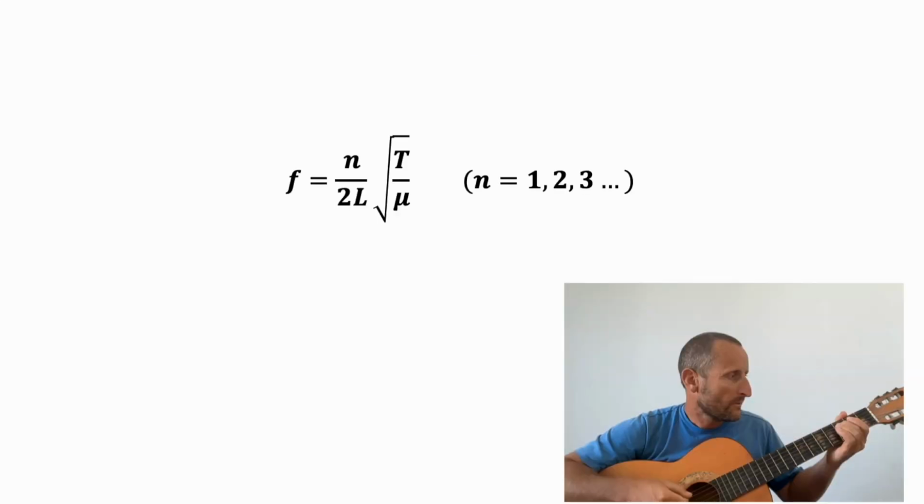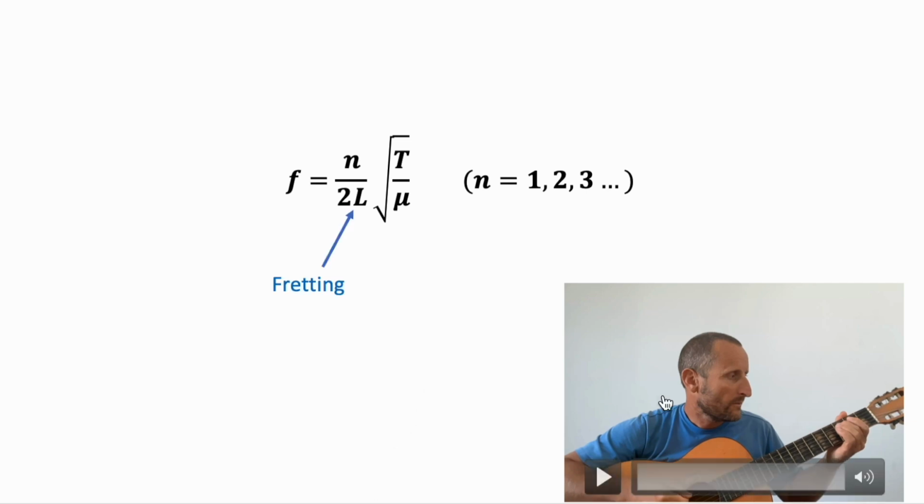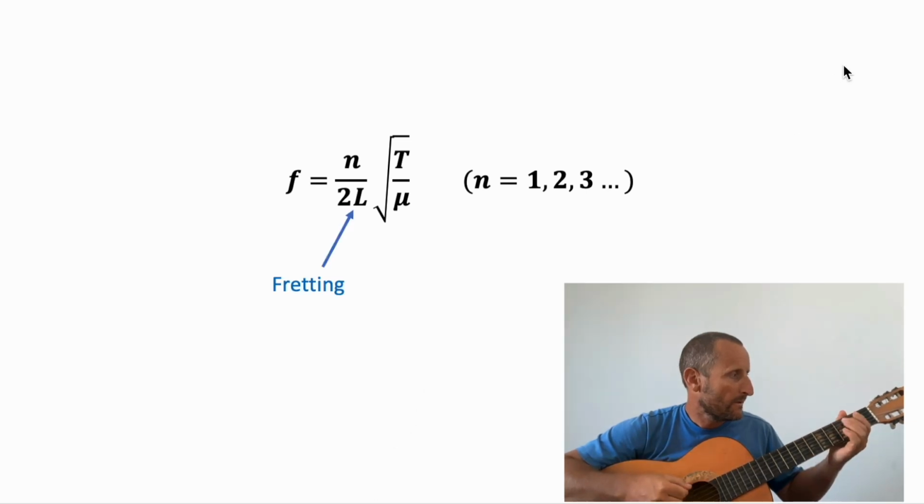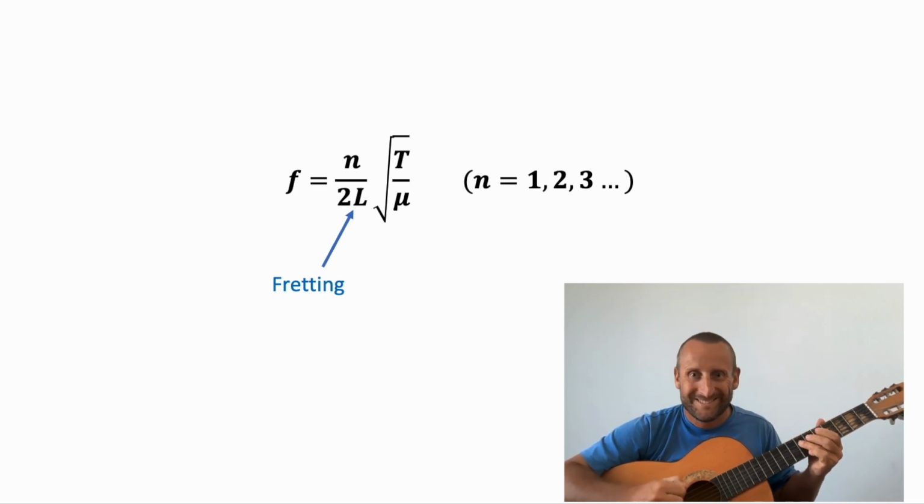Let's just take a moment to appreciate what we've got here. We have derived, just from Newton's second law, a formula that tells us everything about the guitar. So L tells us about playing the guitar. When we fret the strings, what we're really doing is changing the length of the string that we're allowing to oscillate.